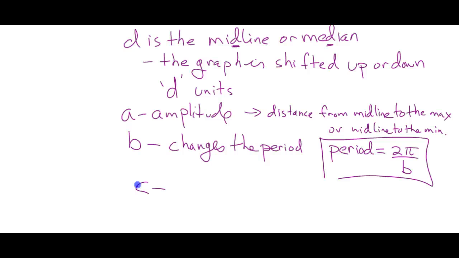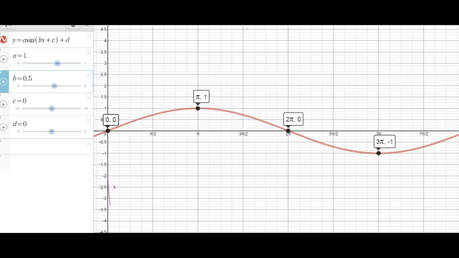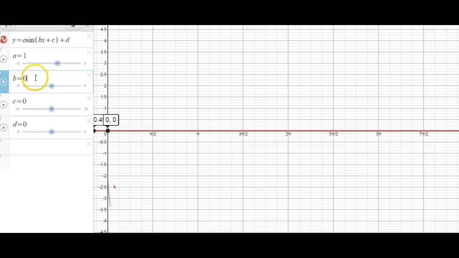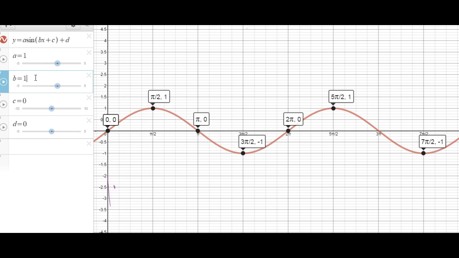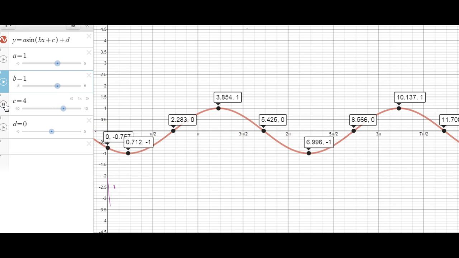So what does C do? So let's change this back to 1. So always go back to our starting point, right? 1 sine 1x plus 0 plus 0. Okay? So I'm going to change C. I can go from -10 to 10. So you got to say, okay, what is C doing? Nothing at the moment.